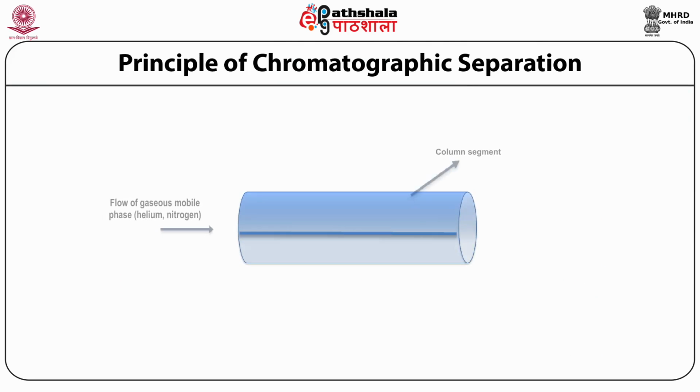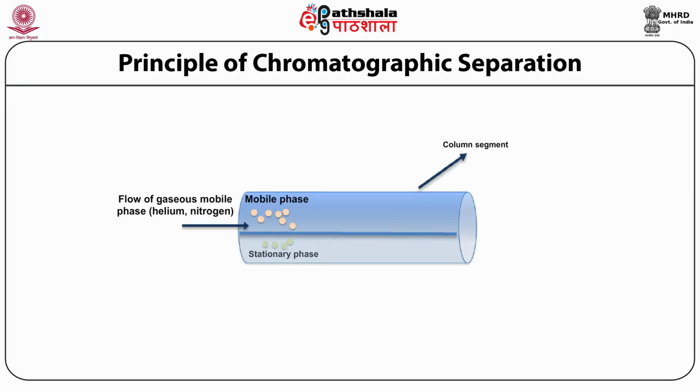This slide shows you the basic principle of chromatographic separation. And as you can see, the tube in front of you has been divided into two parts. The upper darker half shows the mobile phase, whereas the lower lighter blue is the stationary phase.